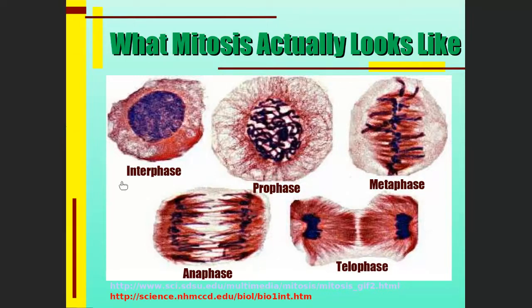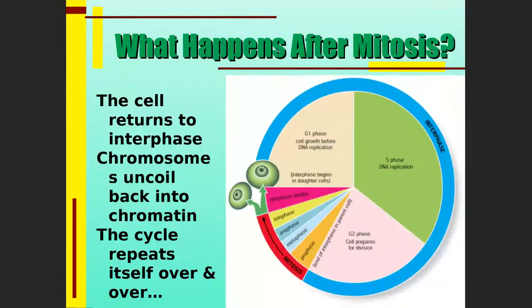Okay, so this is the interphase stage. This is the prophase, metaphase, anaphase, and telophase. These are the actual pictures of mitosis, in which we can see the stages of cell division. What happens after mitosis? The cell returns to interphase. The chromosomes uncoil back into chromatin, and the cycle repeats itself over and over.